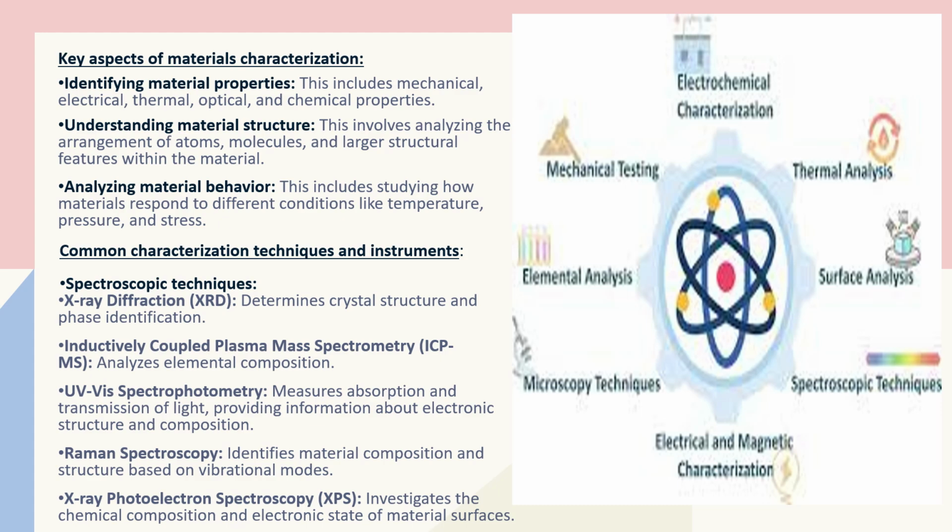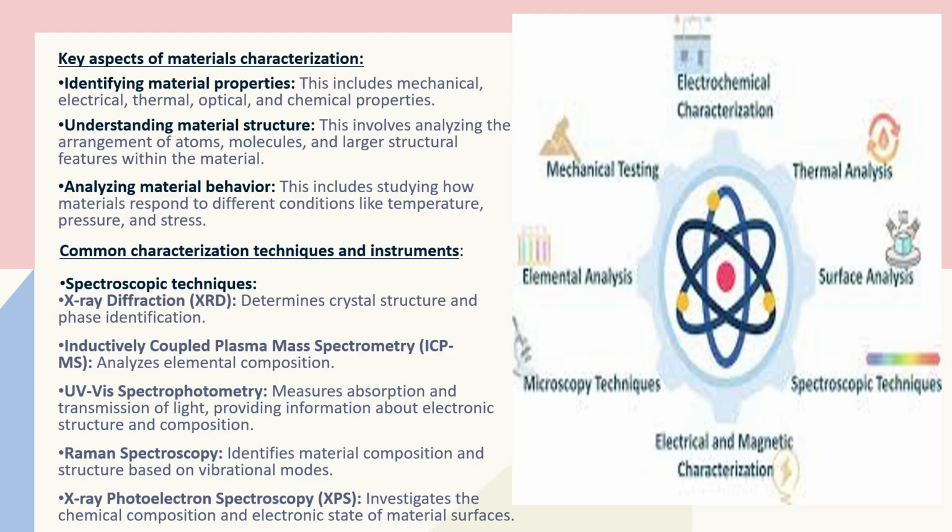So, common characterization techniques and instruments, just to know the structure of the materials. We need tools like spectroscopic or microscopic techniques. What do the spectroscopic techniques consist of? X-ray diffraction, which can determine the crystal structure, the lattice structure or the internal structure of a material. Inductively coupled plasma mass spectrometry, which analyzes the elemental composition.